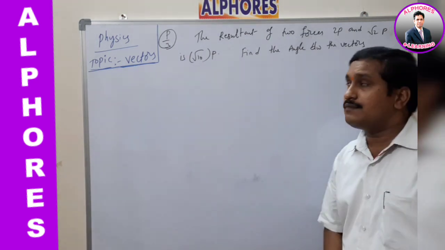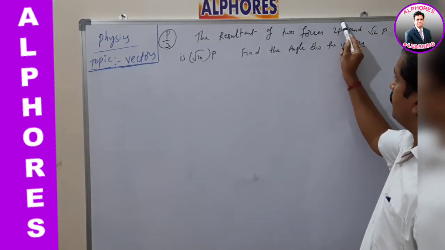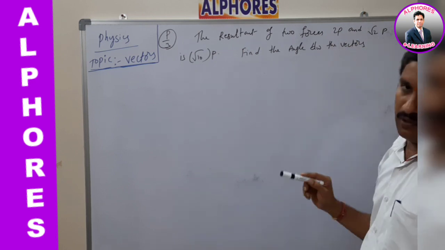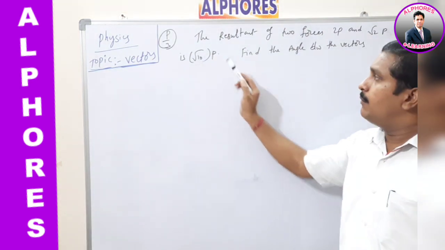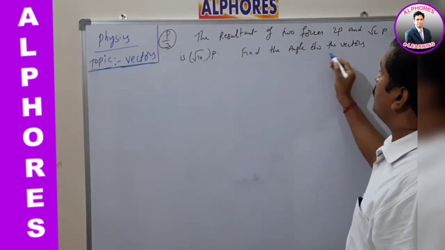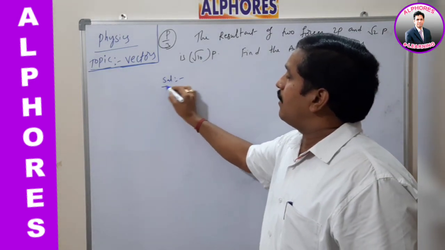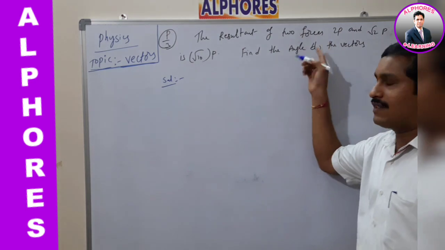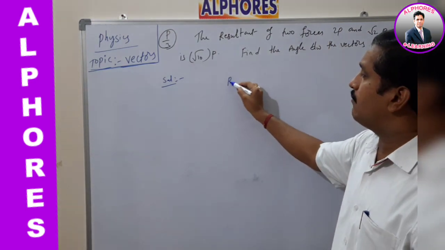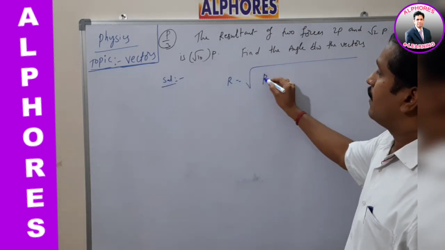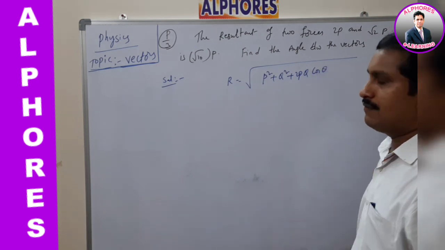Now listen carefully. Here what I am giving is the resultant of two forces, 2p is one force and root 2p is the other force. Resultant of these two forces is root 10 into p. How to find the angle between these two vectors? We have one method, according to the parallelogram law of addition of vectors. If any two forces or vectors are inclined by a certain angle, what is the formula? Resultant is equal to root of p square plus q square plus 2pq cos theta.